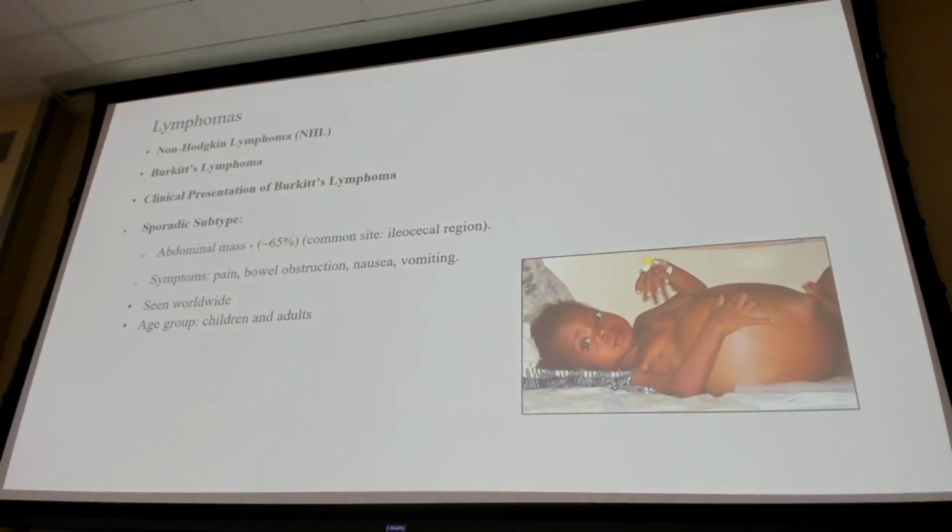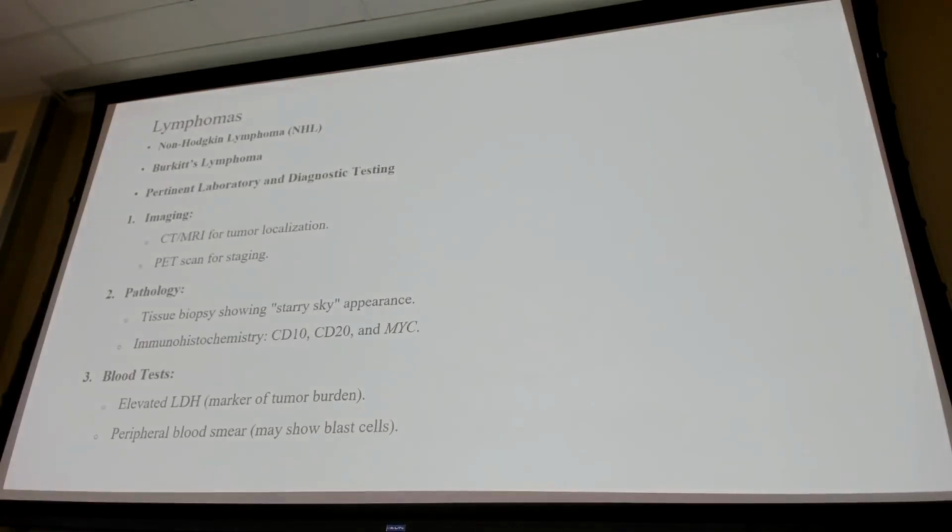Burkitt's lymphoma, endemic, sporadic. For the workup: patient history, pertinent labs, CT, MRI, and PET scan, right? Again, what we're looking for is whether this has spread outside of the lymph nodes. One, what lymph nodes did it hit, and has it gone elsewhere? Pathology, tissue biopsy, and blood tests: LDH, and the peripheral smear may show blasts.